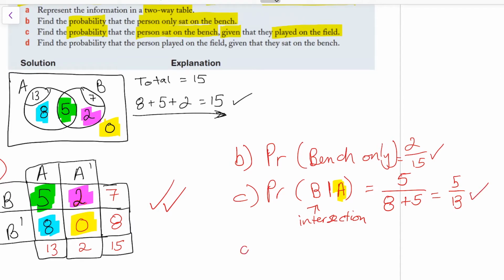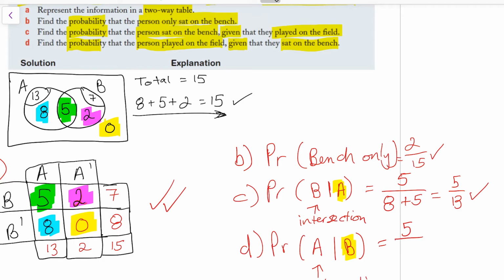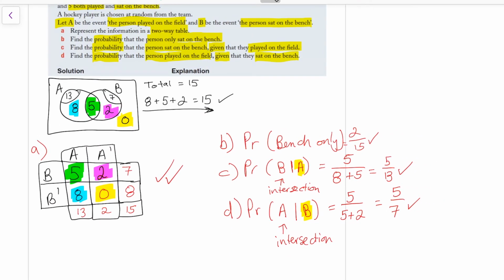All right, hopefully getting the hang of this. The last question. Find the probability the person played on the field given that they sat on the bench. All right, so they've turned this around. So probability that the person played given they sat on the bench. So once again, look at the B. The A is all just for your intersection. Once again, it's going to be the same number as what I've just written in the question above. So it's 5. Now look at my B. So it's the intersection plus what the number is in B. 5 plus 2 gets me 7. So it's 5 over 7. And that's your conditional probability.